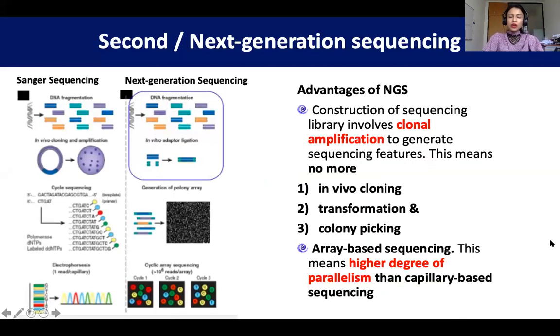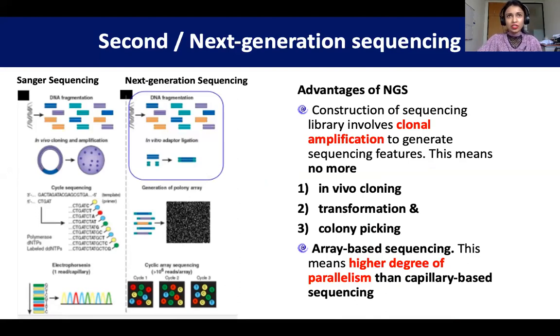Right, so NGS has a lot of advantages, as you already know. Using Sanger sequencing, we will only have very short fragments, about 600 bases to maybe 1,500 bases, which means we need to sequence tons of fragments to be able to get a complete genome, right?